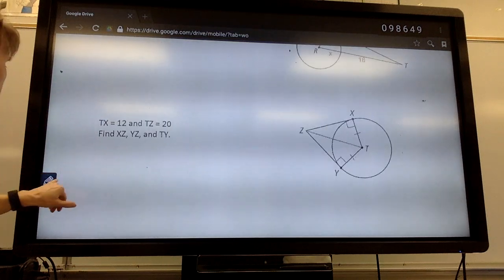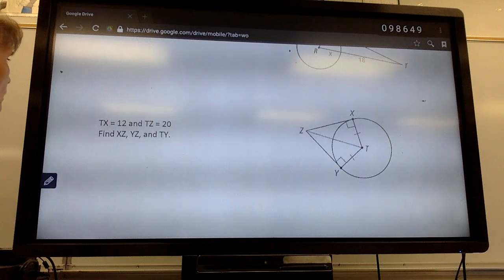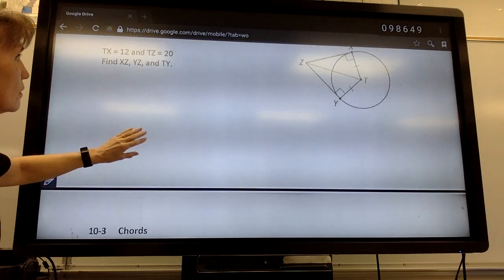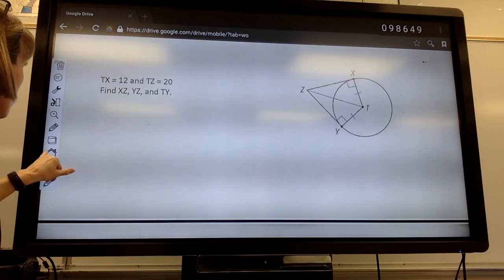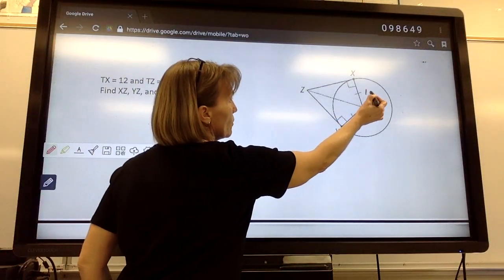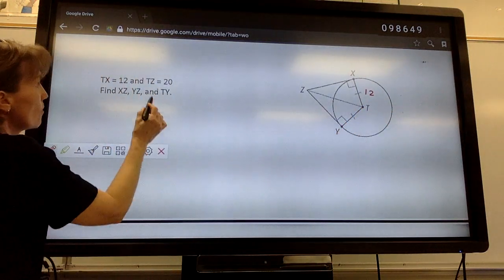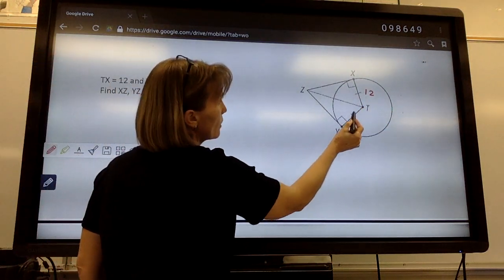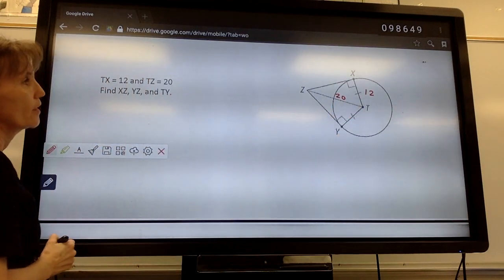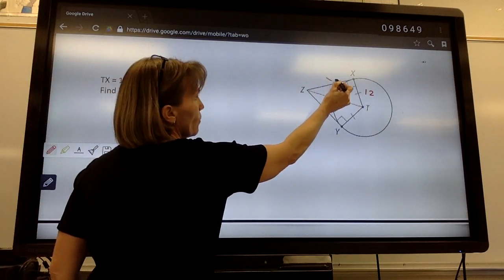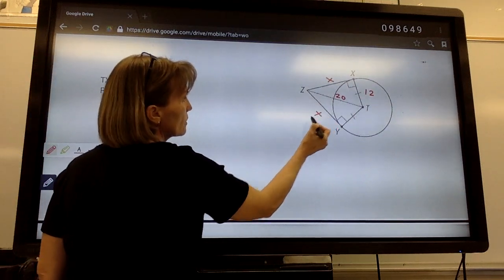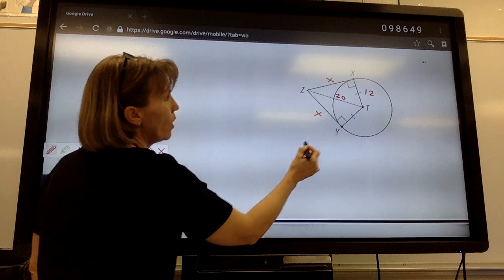Okay, here's another last example in your packet. It says the distance from T to X is 12. T to X, that would be the radius, is 12. From T to Z is 20. T to Z, this would be 20. And they want to know, find X to Z. They want this distance. Or Y to Z, they want this distance. And they want T to Y, they want this distance.